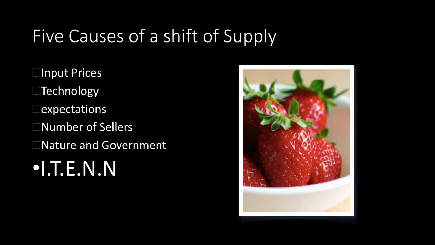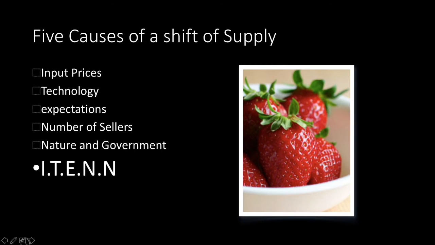Now, it's also important for us to remember that just like demand, we have to be conscious of the difference between a change in quantity supplied versus a change of supply. A change of supply is again going to be when the entire supply curve shifts. And this is always going to be caused by these 5 factors: input prices, technology, expectations, number of sellers, and nature and government.